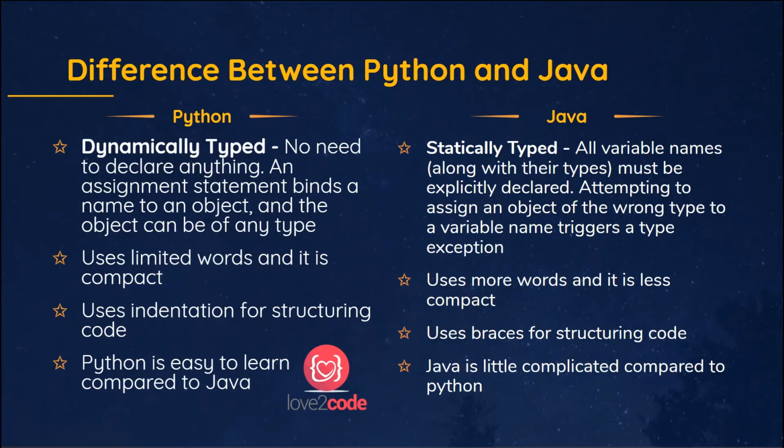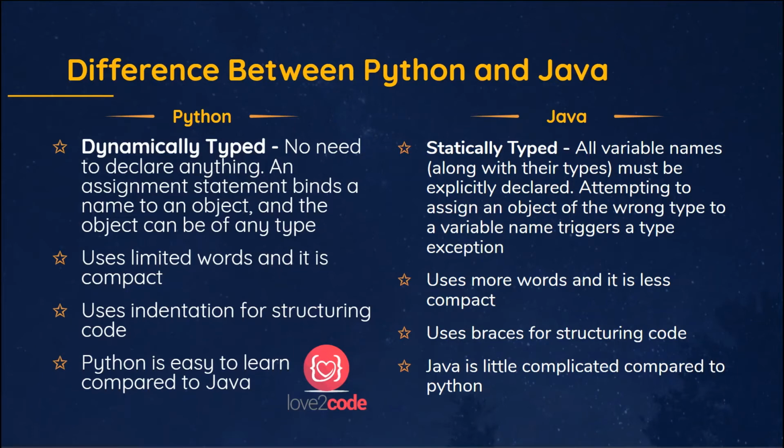In Python, no typecasting is required when using container objects, but in Java typecasting is required when using container objects. Python expresses much in limited words and it is compact. Java contains more words and it is less compact. Python is easy to learn compared to Java.